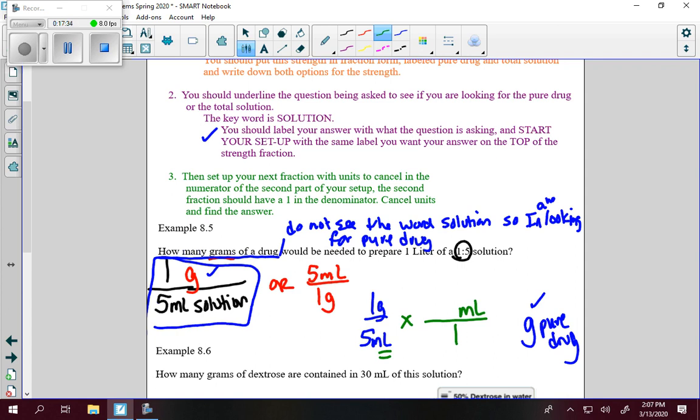So right now, I know I need milliliter solution, so I'm going to read this and find out where I can find milliliter solution. And this says that I'm preparing 1 liter of a solution. So 1 liter is 1,000 milliliters. So I can say 1,000 milliliters here, which is what I want because this milliliter will cancel with this milliliter. And I would be left to do the calculations to get 200 grams of pure drug.